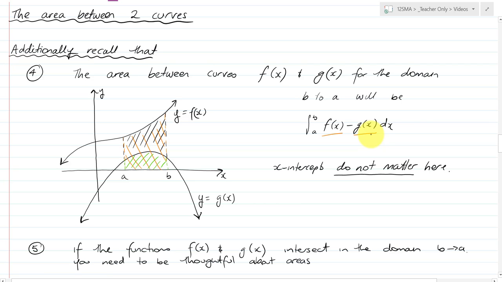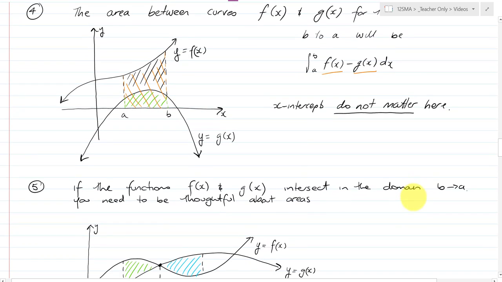In this case, x-intercepts do not matter because, as we've discussed, you are actually always finding the area between two curves. It's just sometimes one of the curves is the x-axis, which is y equals 0. X-intercepts do not matter, but points of intersection do matter.